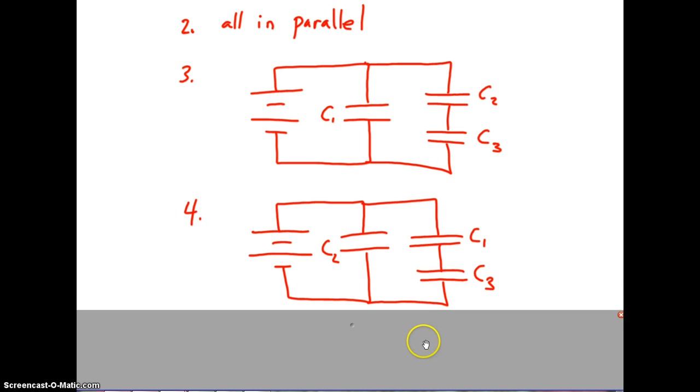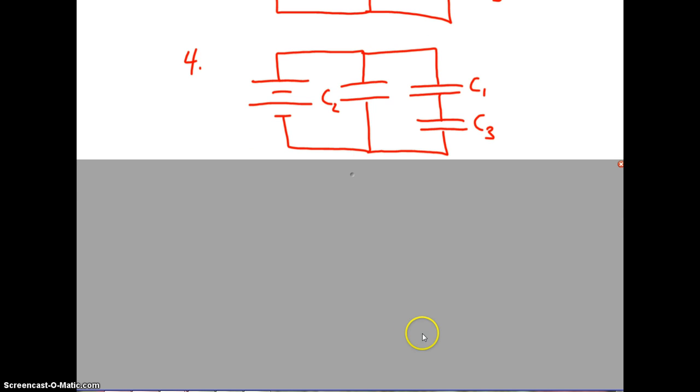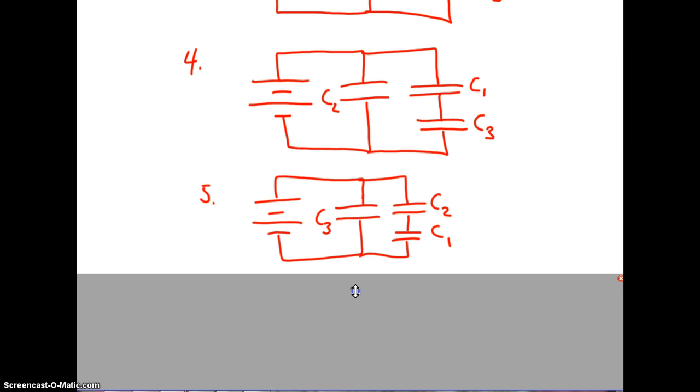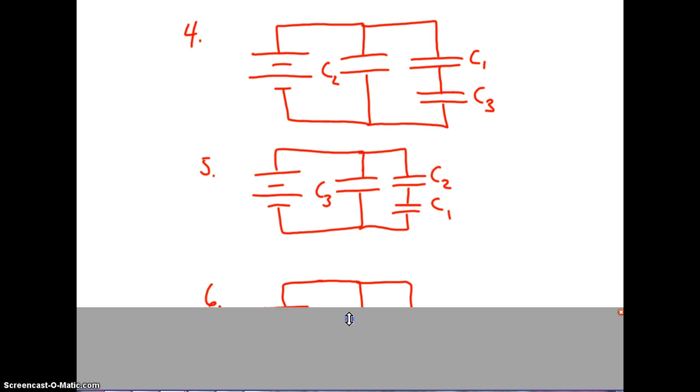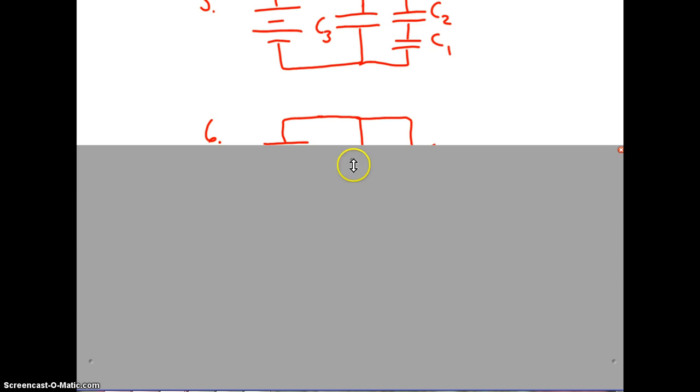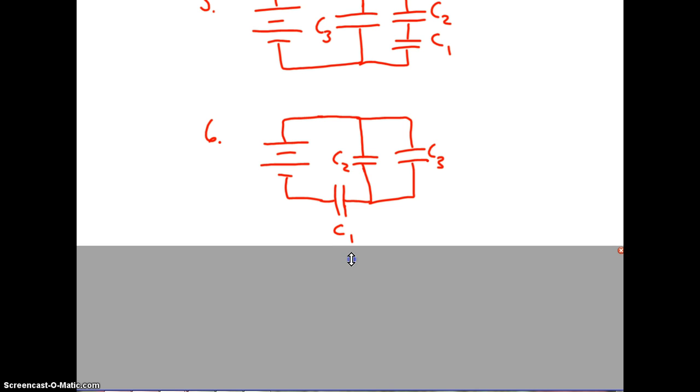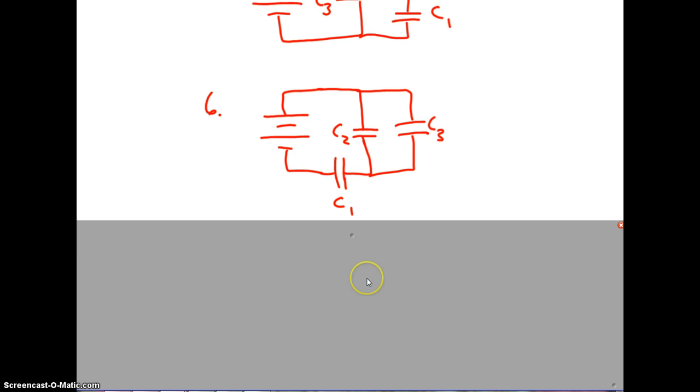The next combination, I have C1 and C3 in series with each other, which is in parallel with C2. Now, the last possible in this arrangement would be C2 and C1 in series with each other, which is in parallel with C3. Next possibility, we have C3 and C2 in parallel with each other, which is in series with C1.